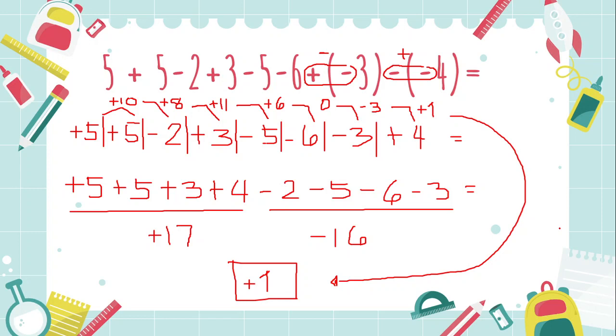Again, all you need to do is to separate the numbers. Make sure that each number has its sign on the left side.